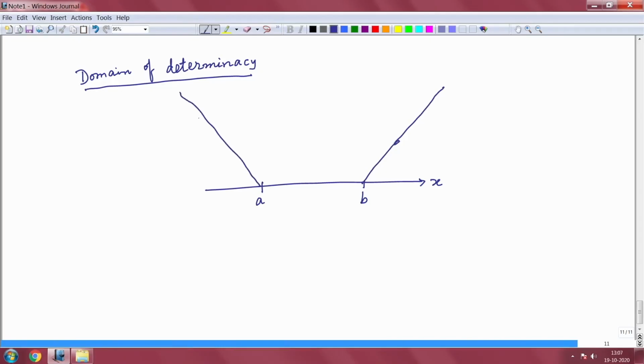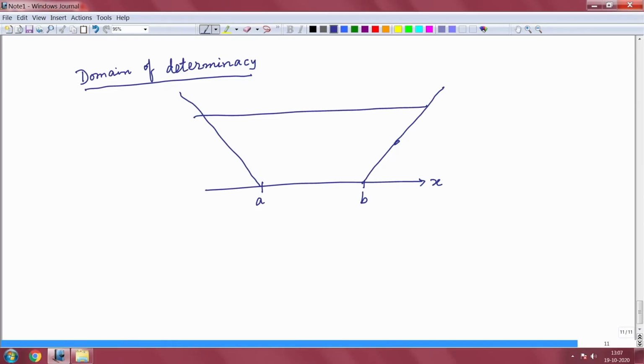So, at any time this will become the domain of determinacy. So, this is the domain of determinacy. You take the union of the range of influence of all the points in this interval. Okay. So, that is the concept of domain of determinacy.